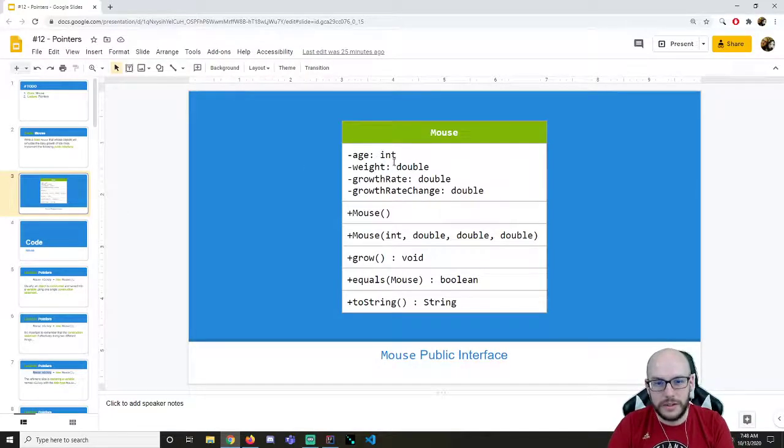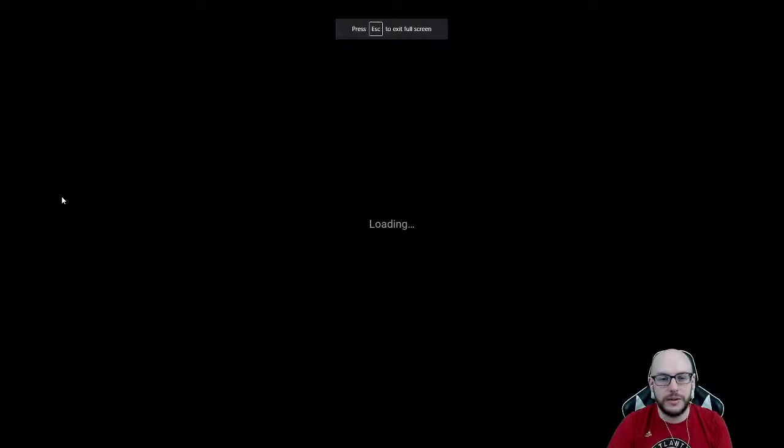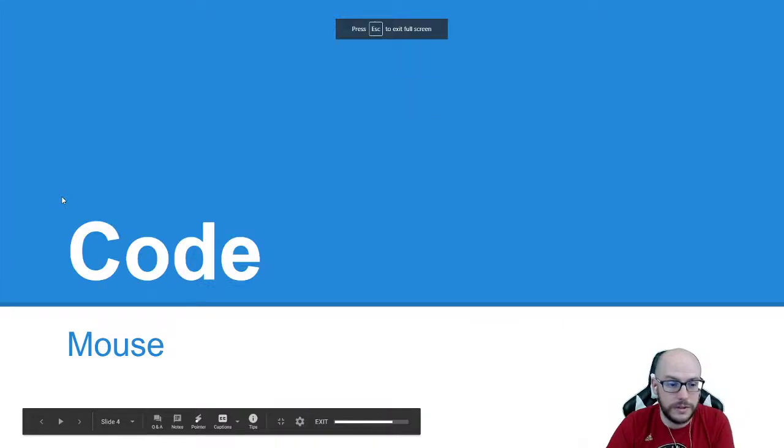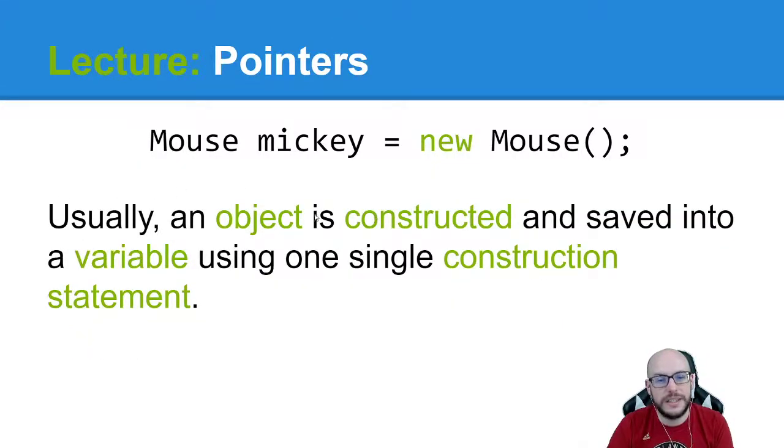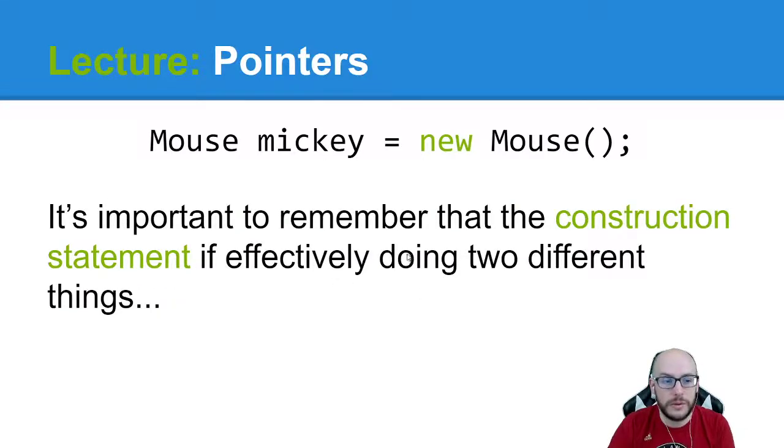So we did our instance variables, we did these constructors, we did the grow method, we did a toString. We're going to come back to this equals because we want to talk about a couple of things. We want to talk about pointers. Okay, usually an object is constructed and saved into a variable using one single construction statement. I'm going to stress this a couple of times throughout the year. Right? We do this so often where we construct an object and save it into a variable all in one line. It's important to remember that the construction statement is effectively doing two different things.